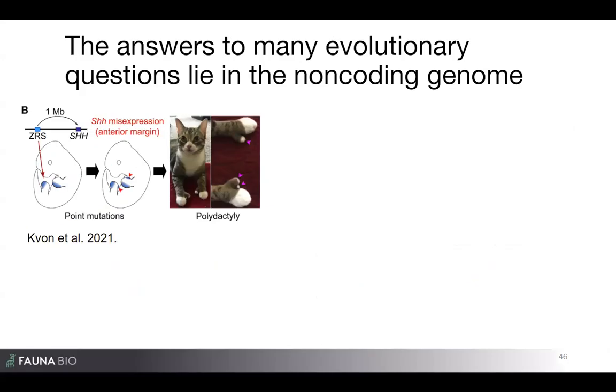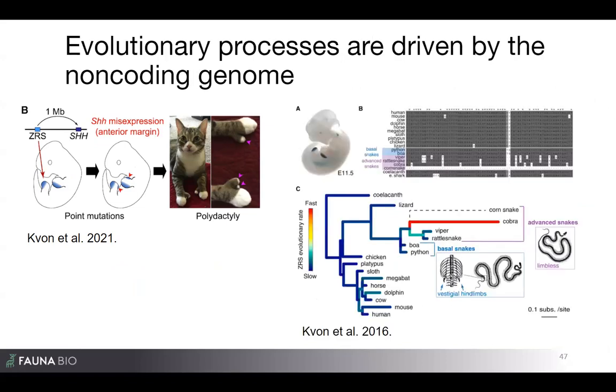But as we all know here, the answers to many evolutionary questions lie in the non-coding genome. It's not all just genes. And so I showed the example earlier with enhancers contributing to polydactyly. There's also examples of this same enhancer contributing to the loss of limbs in snakes, so an evolutionary process involving the same enhancer. And so what I'm showing here is a multiple alignment of various snakes.